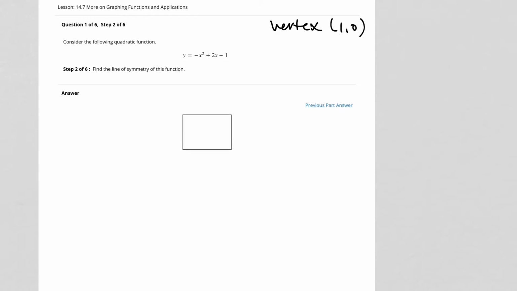My vertex was (1, 0), and we know that for step 2 of 6, we're supposed to find the line of symmetry of this function. The line of symmetry is x equals h, which in this case is x equals 1.